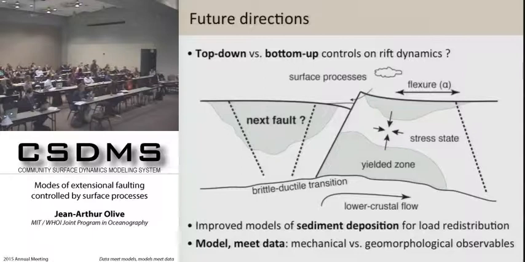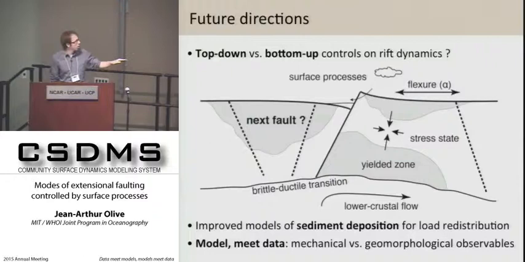So yes, we do solve for thermal evolution, but we assume very efficient heat extraction. So that keeps our bottom boundary condition essentially flat. But that is one of the aspects I want to explore when I mean the bottom-up control, because that also influences the degree of mechanical coupling with the lower crust. So it's in our plans.